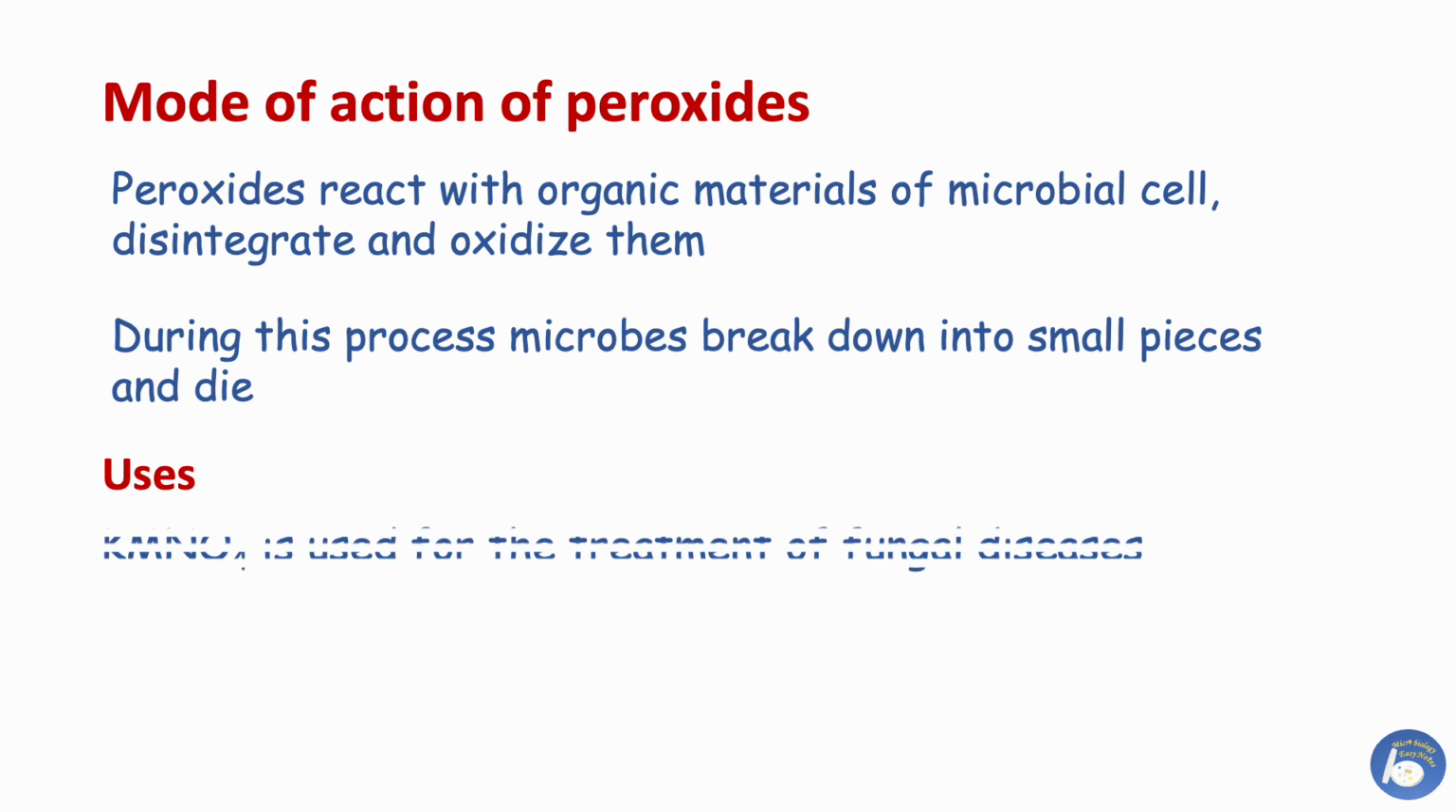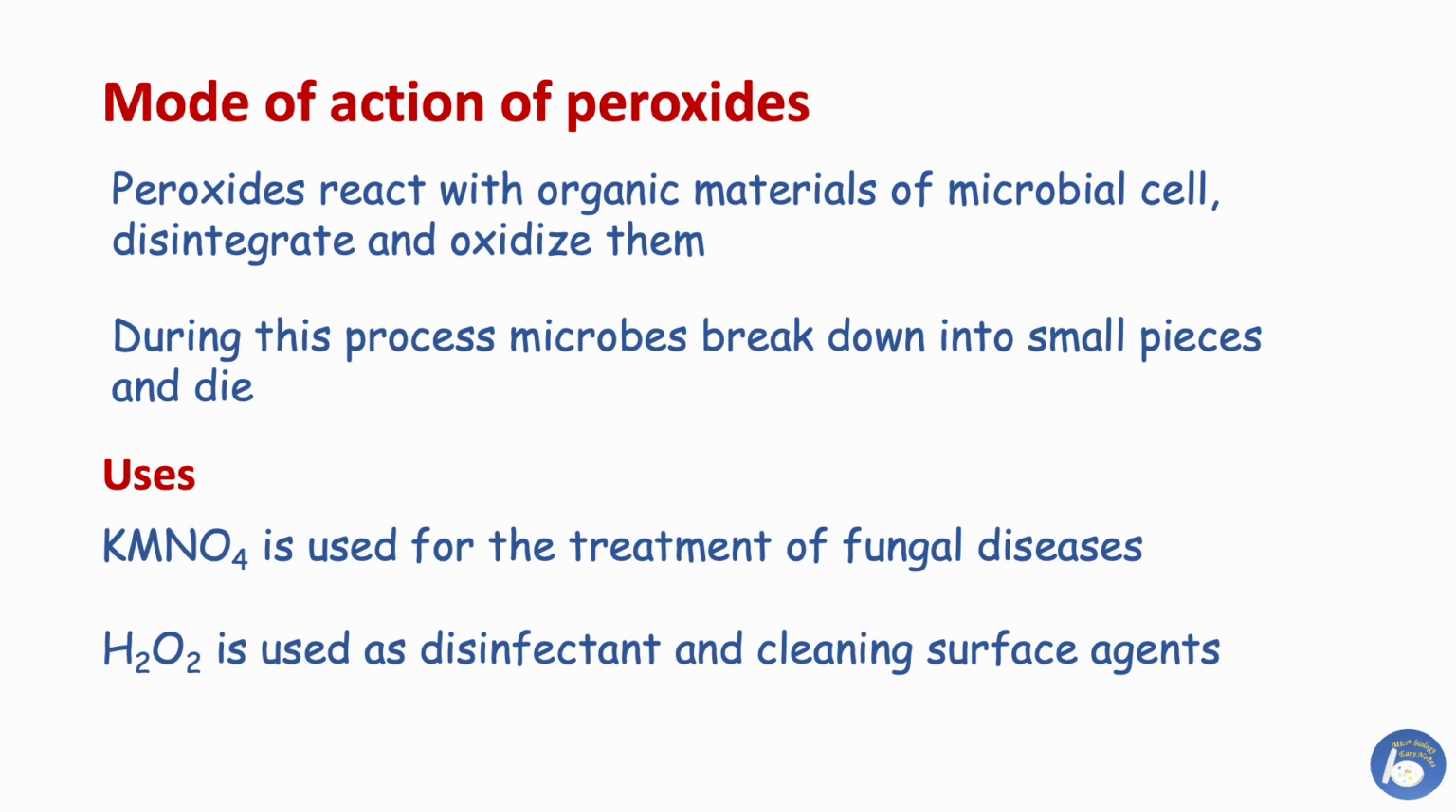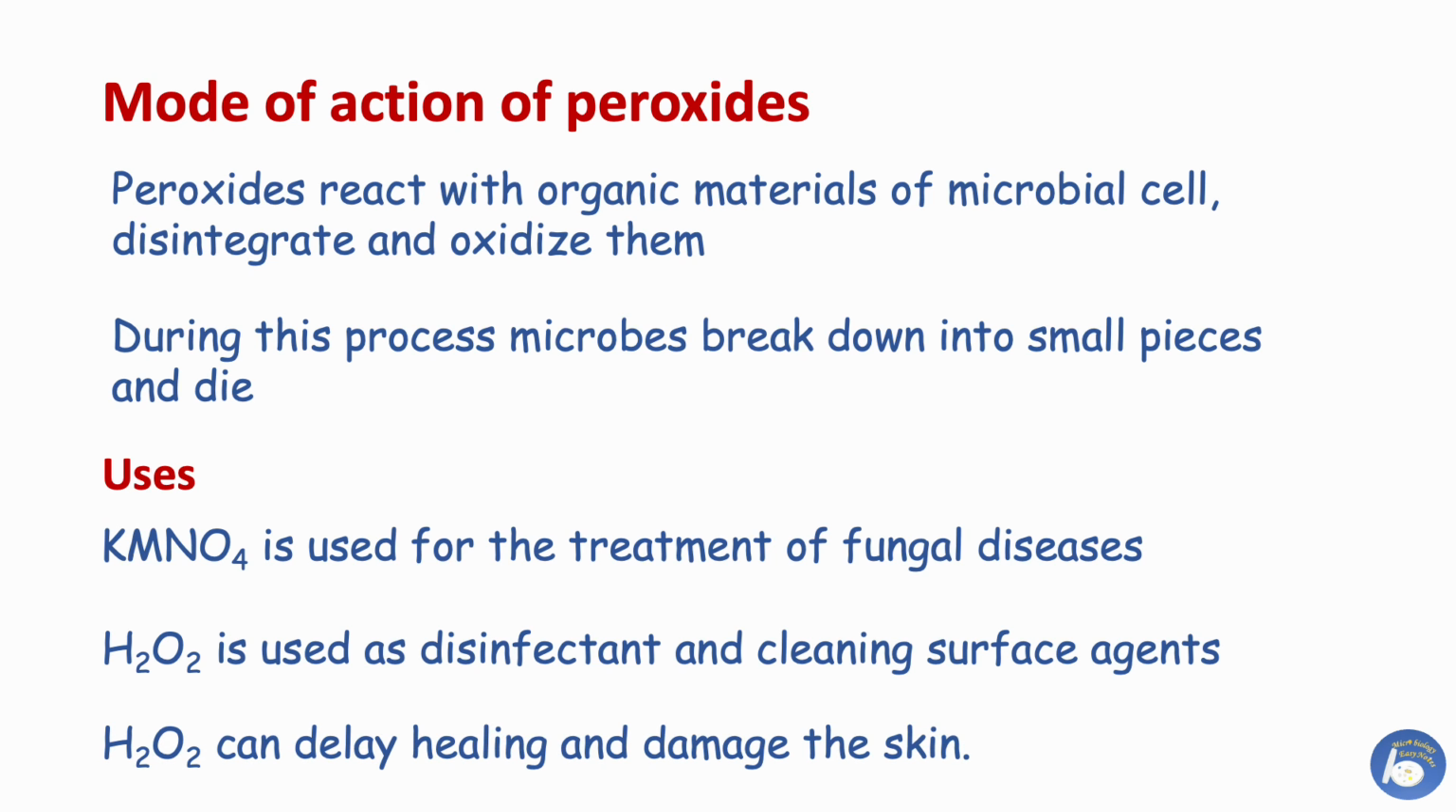Uses of peroxide. Potassium permanganate is used for the treatment of fungal diseases. Hydrogen peroxide is used as a disinfectant and surface cleaning agent. One of the drawbacks of hydrogen peroxide is that it can delay healing and damage the skin.